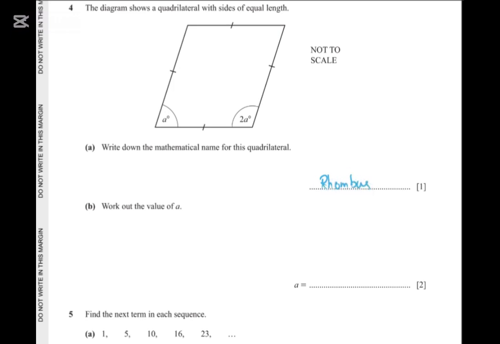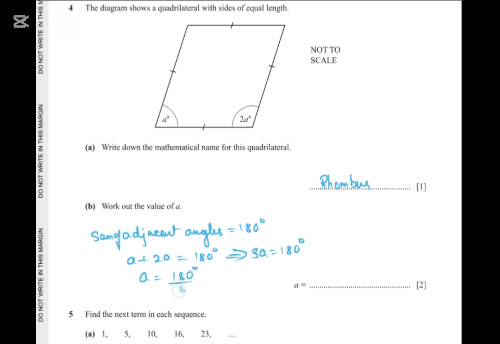For B, work out the value of A. In a rhombus, the sum of adjacent angles is 180 degrees. So A plus 2A is equal to 180 degrees. This gives you 3A as 180 degrees, and finally A will be 180 divided by 3, which is 60. So A is 60.